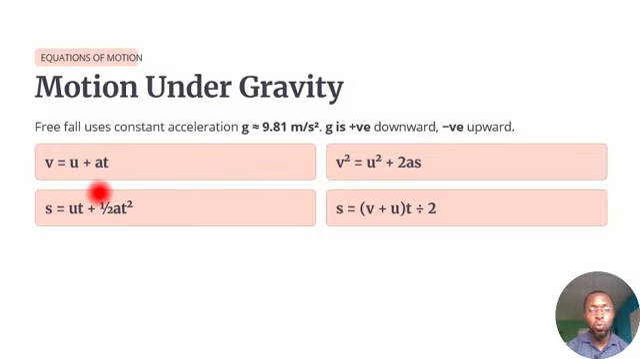First one is v equal to u plus at. Second one is v squared equal to u squared plus 2as. Third one is s equal to ut plus half at squared. And the last one is s equal to open bracket v plus u close bracket t divided by 2.